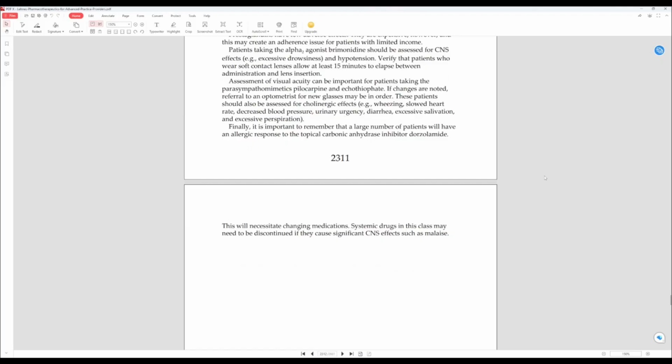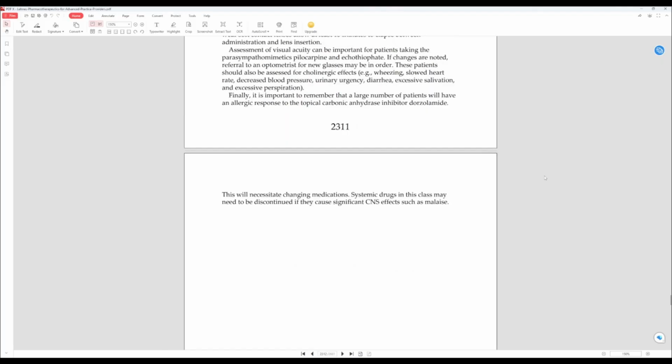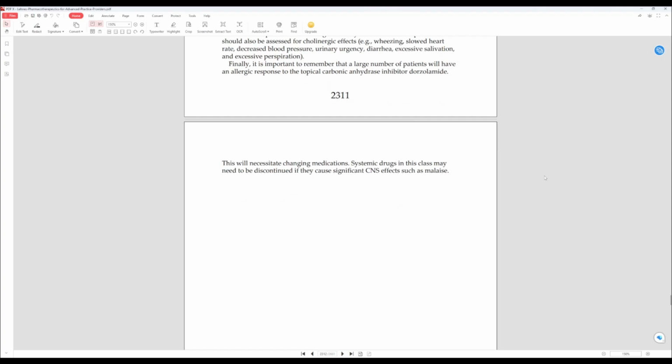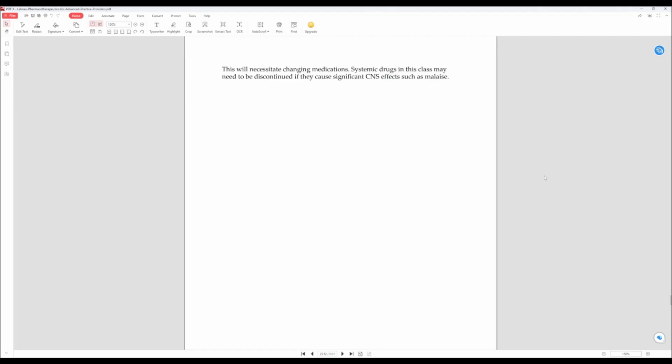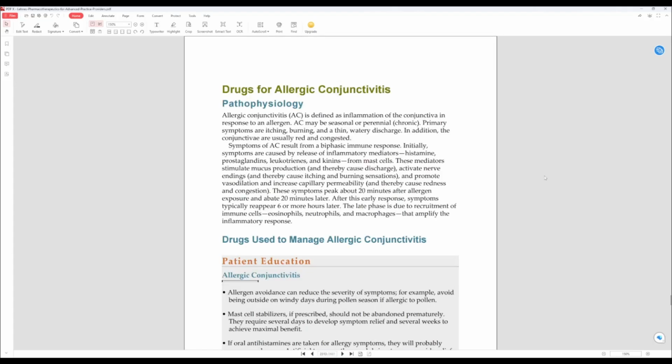Finally, it's important to remember that a large number of patients will have an allergic response to the topical carbonic anhydrase inhibitors, such as dorzolamide. This will necessitate changing medications. Systemic drugs in this class may need to be discontinued if they cause significant CNS effects such as malaise. So, drugs for allergic conjunctivitis.